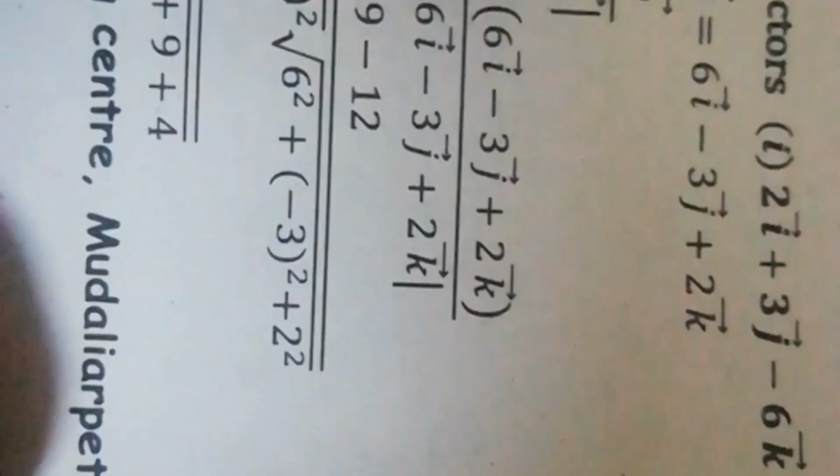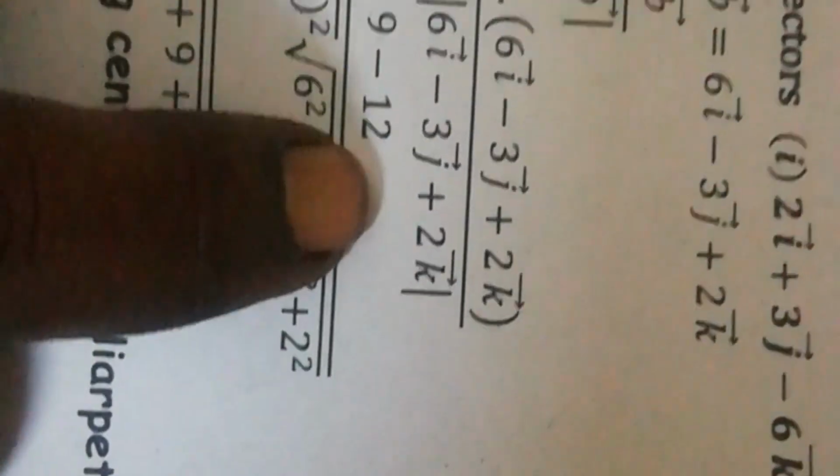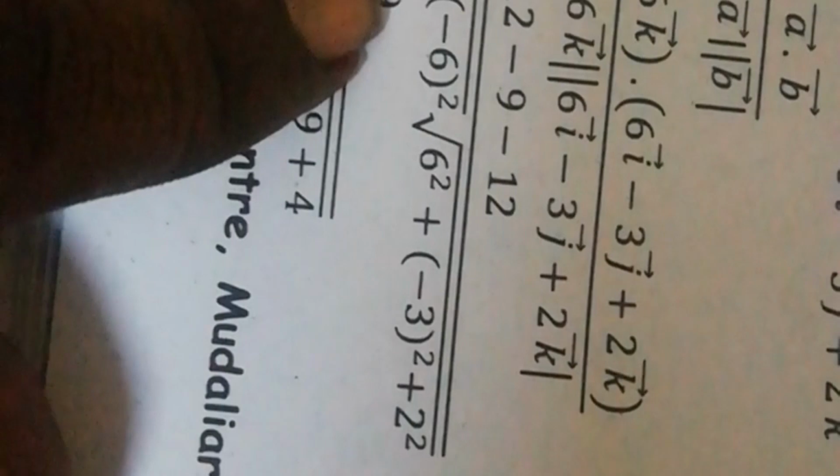A vector dot B vector. How to dot? i to i, j to j, k to k. So 12 minus 9 minus 12. 2 into 6 is 12, 3 into minus 3 is minus 9, minus 6 into 2 is minus 12. So we get the answer, minus 9.